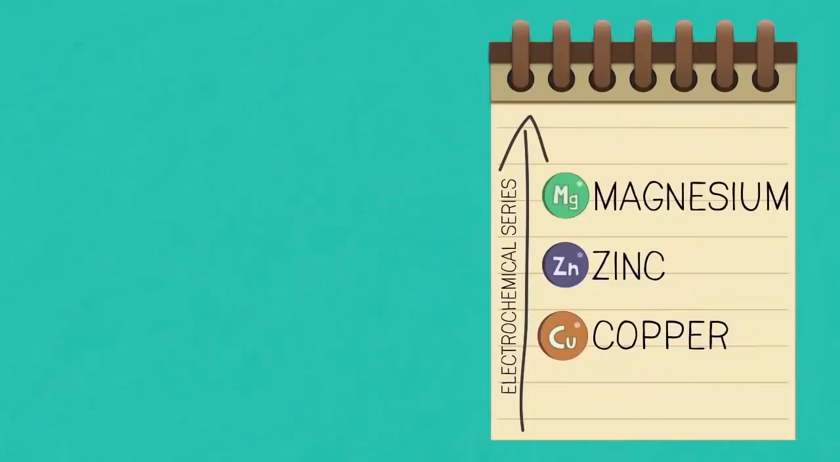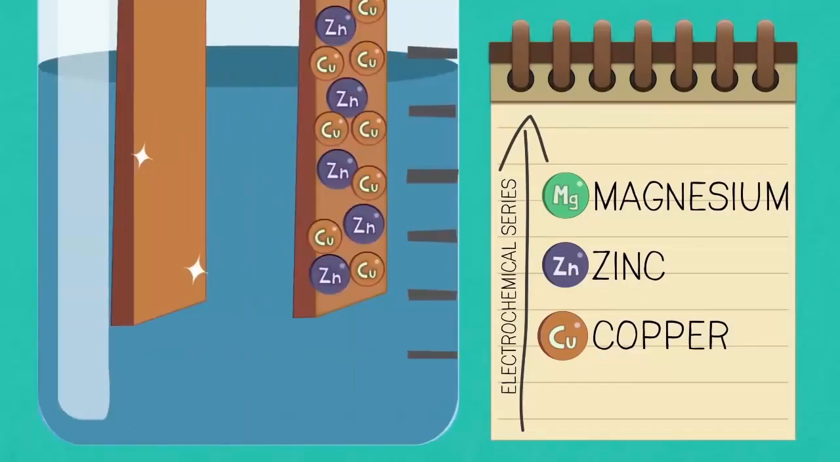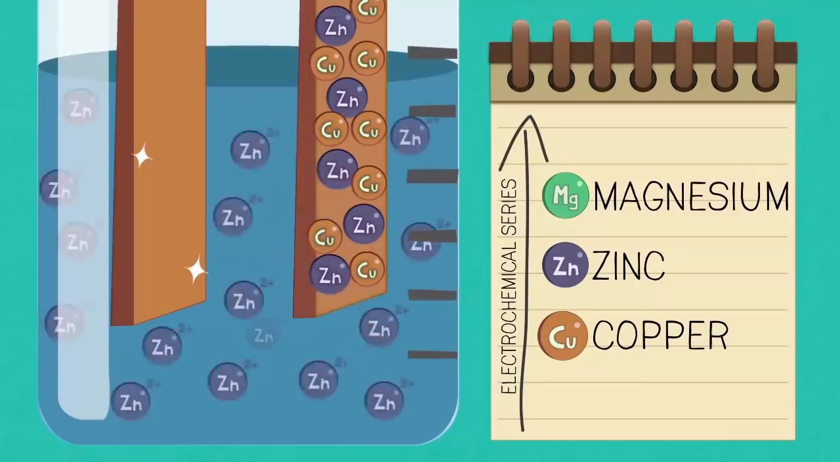Metals above copper in the electrochemical series like zinc will form ions at the anode and dissolve into solution. The copper sulfate solution has to be replaced if the concentration of zinc ions becomes too high.